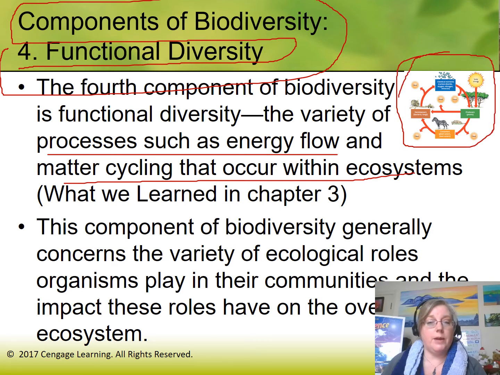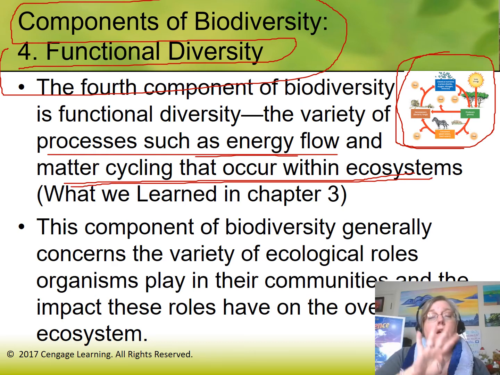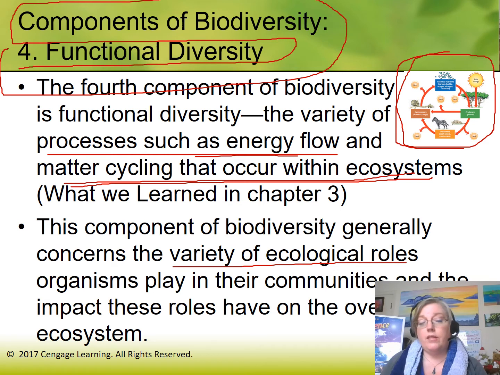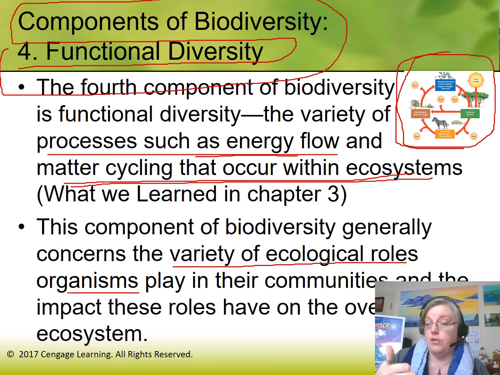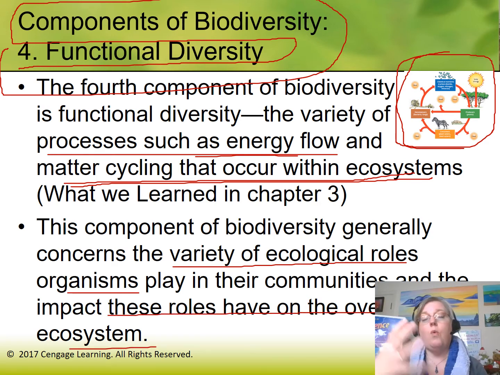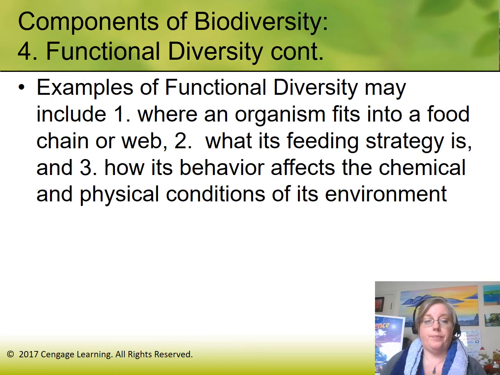Do you recognize this picture? We learned about this stuff, energy flow and matter cycling, in last chapter, and that is actually part of the fourth component of biodiversity. It generally concerns the variety of ecological roles that the organisms play, like the producers and consumers. Remember learning? This is what we're talking about. And the impact that their roles have on the overall ecosystem. So what we learned in chapter 3 is going to be a big part of the fourth biodiversity, functional biodiversity.